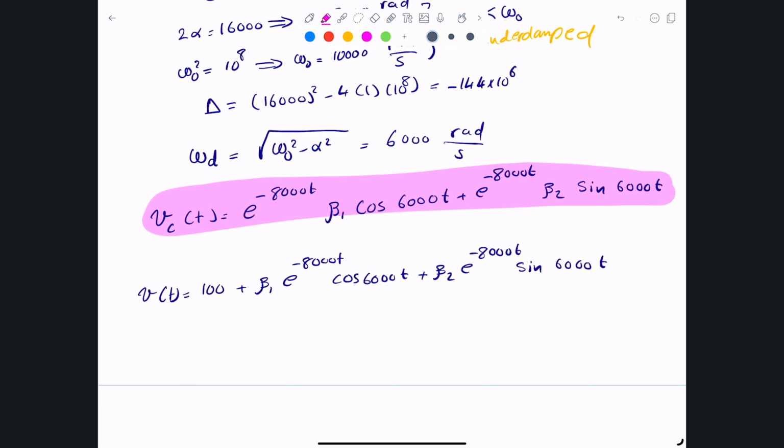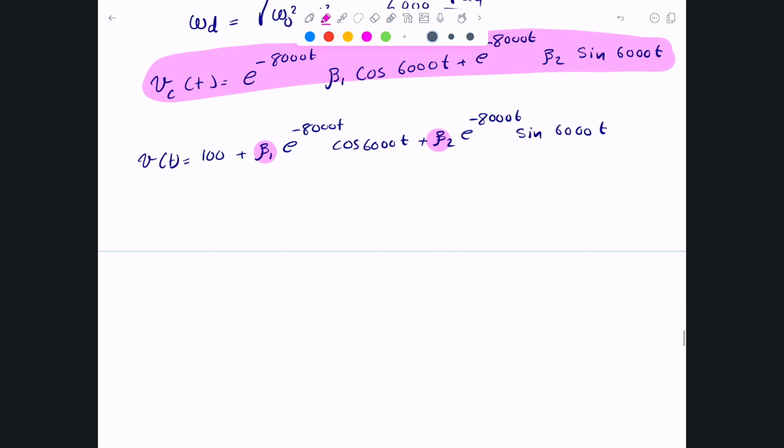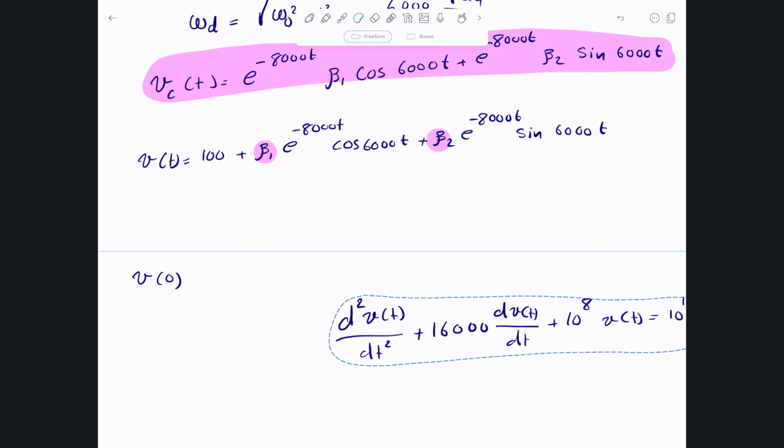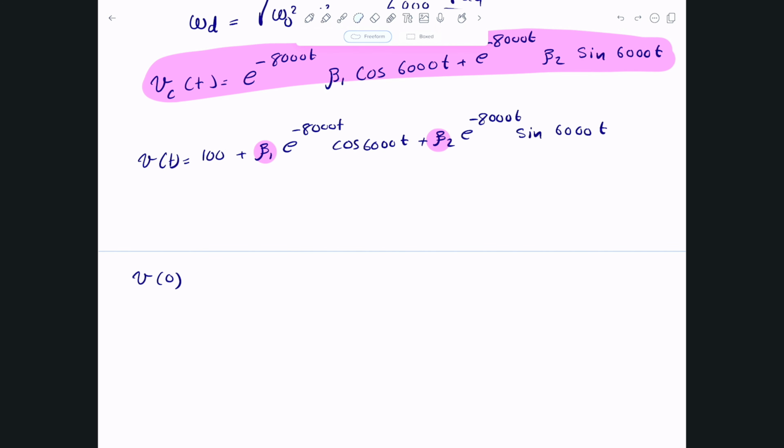But now what we need to do is find what beta 1 and beta 2 are, and the way we're going to do it is we need two initial conditions to find them. So let's find these initial conditions. Well, first what we will need is v0, okay, and you know what, let me just find these right before switching. Let me bring the circuit before switching and after switching.